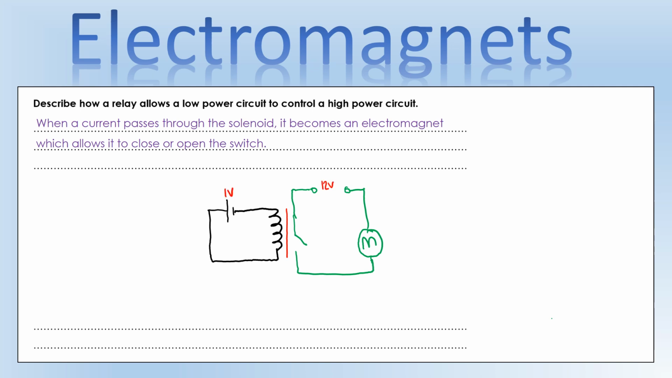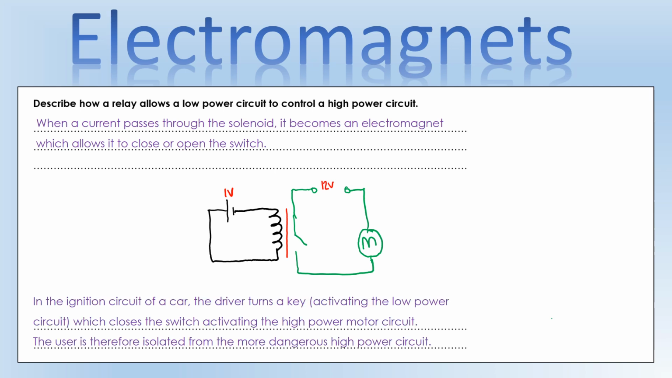So this is our relay connecting one circuit to another. We said we'd have a low power circuit. On the left-hand side, this is our low power, so we've got a small potential difference. Our higher power might be 12 volts. This is an example of the ignition circuit in a car, because your driver turns a key, which activates this low power, low current circuit, and that closes a switch, which activates this high power circuit.